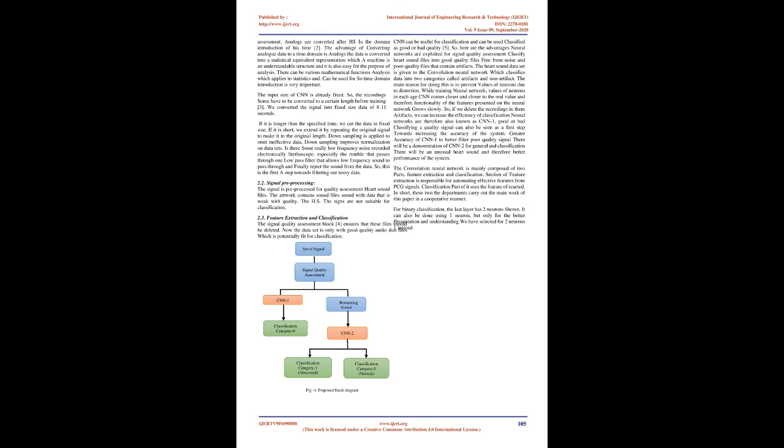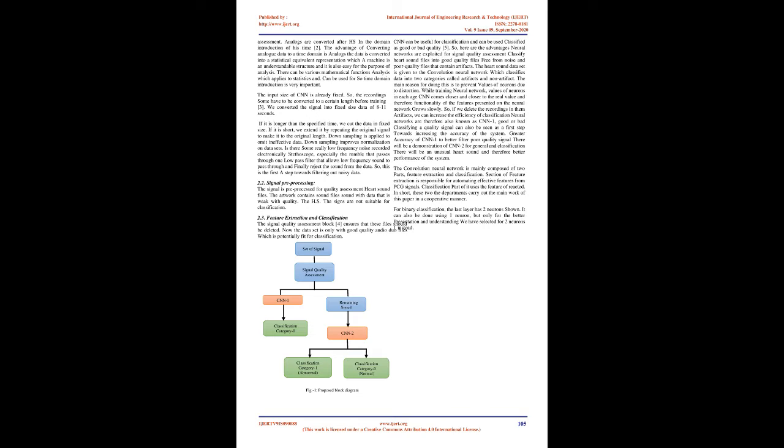In the processing step, we made 2 identical copies of the dataset. In the first copy of the dataset, the normal and unusual labels are replaced by a non-artifact label. This is done for signal quality assessment. Analog HS are converted into time domain representation. The advantage of converting analog data to the time domain is that the data is converted into a statistical equivalent representation, which is an understandable structure for a machine, and it is also easy for the purpose of analysis. Various mathematical functions can be applied to the statistics, so time domain representation is very important. The input size of the CNN is fixed.